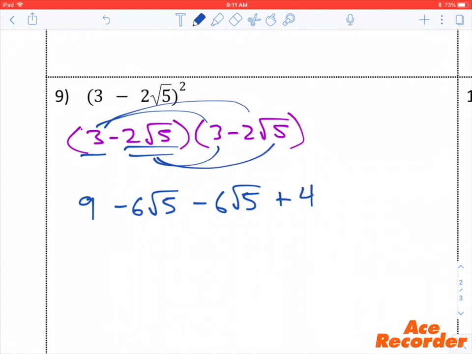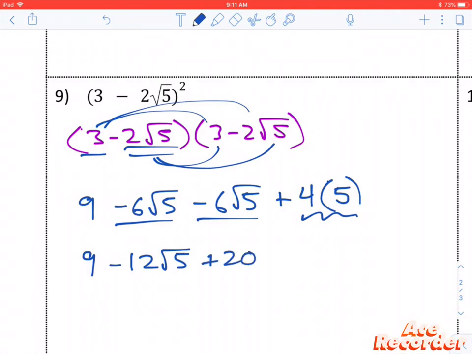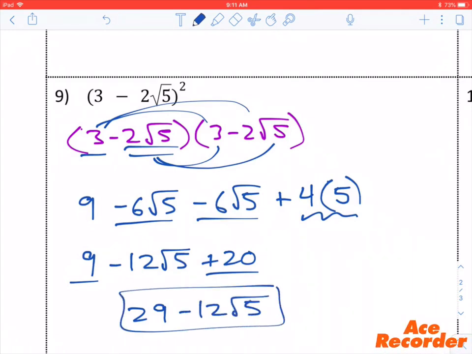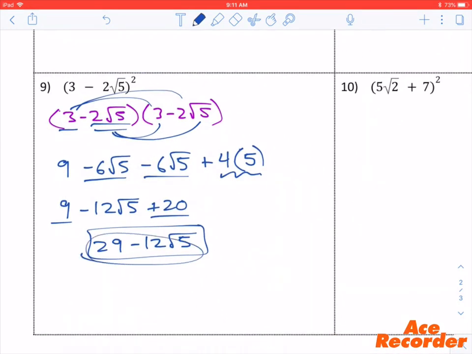And then this time I'm going to go square root of 5 times square root of 5 is not square root of 25, but just 5. Lift the lid. Square root of 5 times itself is just 5. And so I can combine like terms. 9 minus 12 square root of 5. And this one is 20. And then combine those like terms. So 29 minus 12 square root of 5. Final answer. Again, do not put those together. Those are not like terms.